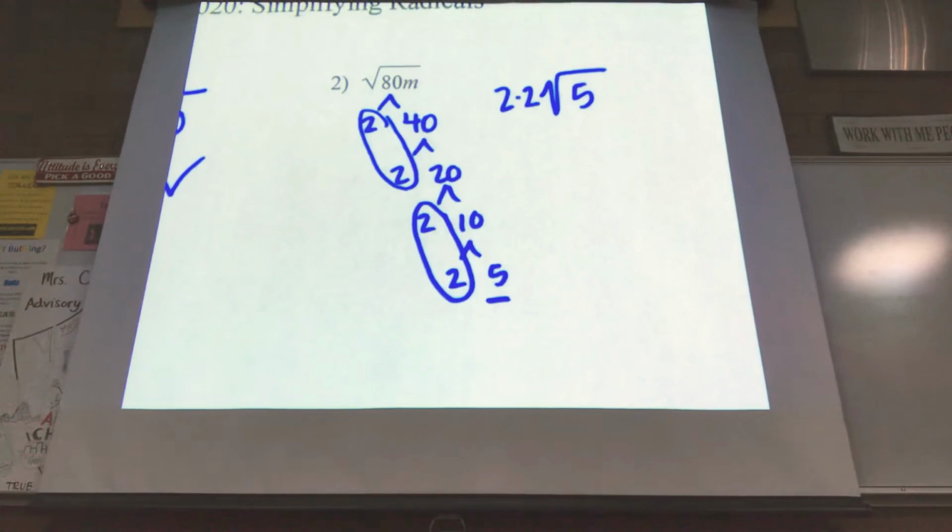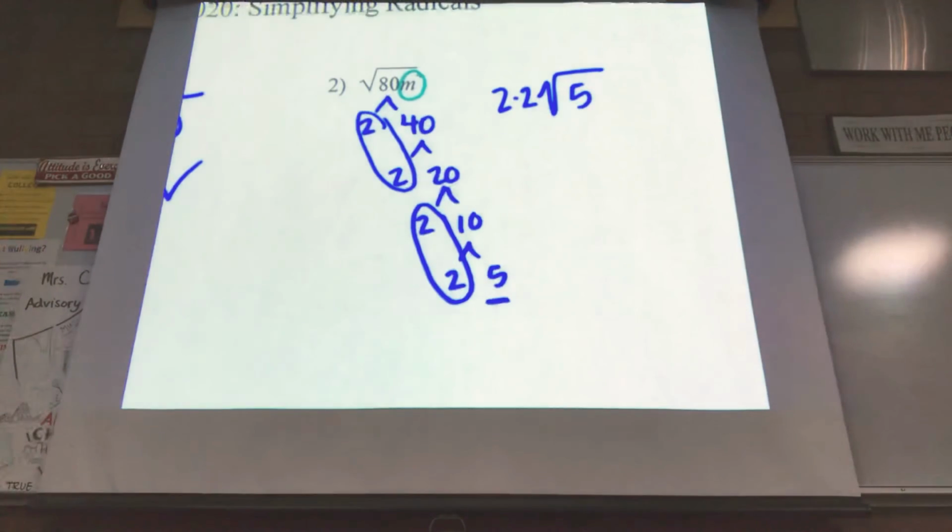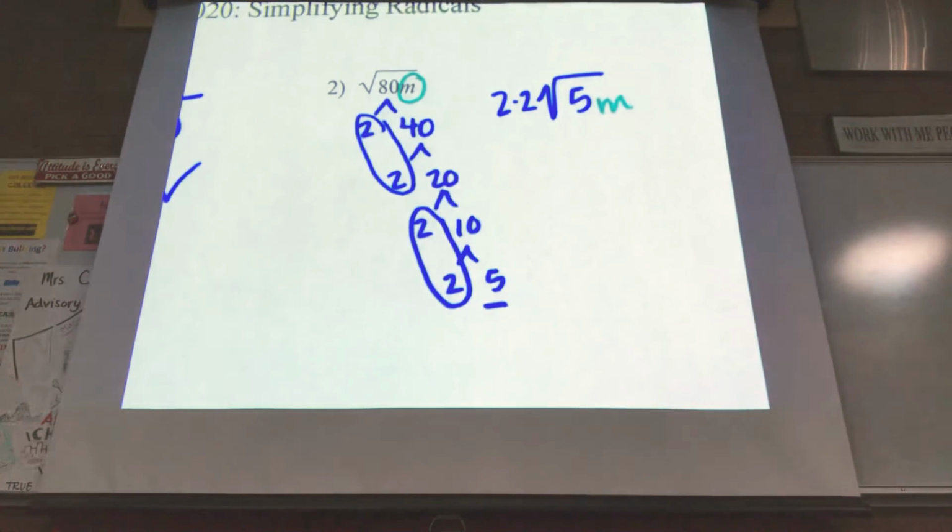Okay? Awesome. But now we need to look at the variable. Variables are treated the exact same way as numbers. We just have one m here. Just one. That m cannot pair up with another m. Therefore, it has to stay inside my radical. It cannot pair up and go on a date.